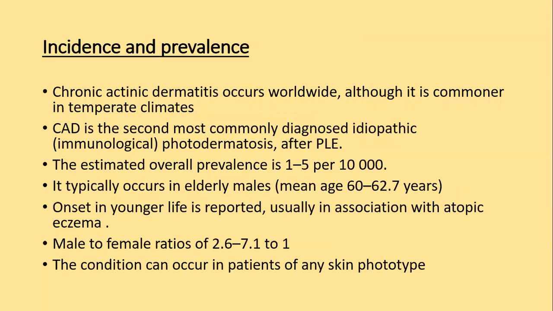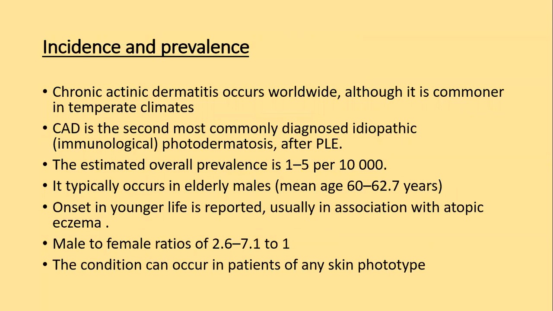Incidence and prevalence. CAD, or chronic actinic dermatitis, occurs worldwide, although it is commoner in temperate climates. CAD is the second most common idiopathic or immunological photodermatitis after polymorphic light eruption. Estimated overall prevalence is 1 to 5 per 10,000 cases.